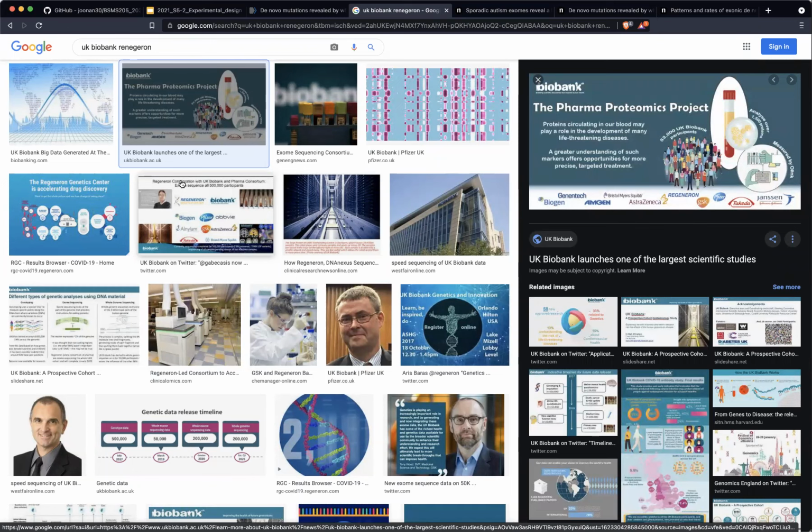Think about the reason. UK Biobank is a public data set, so once the data set is created, it's open for everybody. I can see it, you can see it, your friends can see it, anyone in the world can see the data set. But why do big pharmaceutical companies want to fund the data set and pay their money to this project?